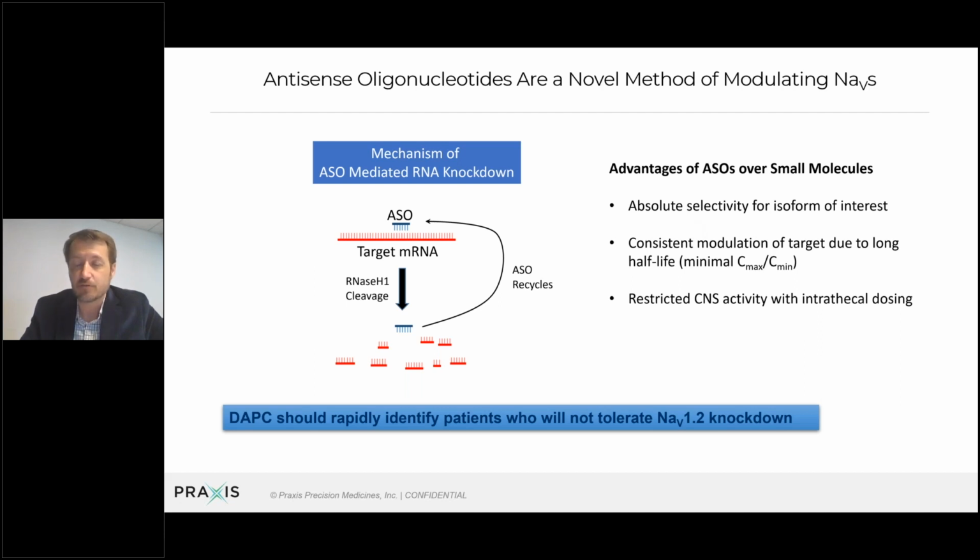Depending on your target here, ASOs are currently delivered intrathecally to the brain, and that gives you CNS restricted activity. So we're hoping that the dynamic action potential clamp will help us identify, really give us confidence in the call of whether the functional consequence of that variant is gain or loss of function.